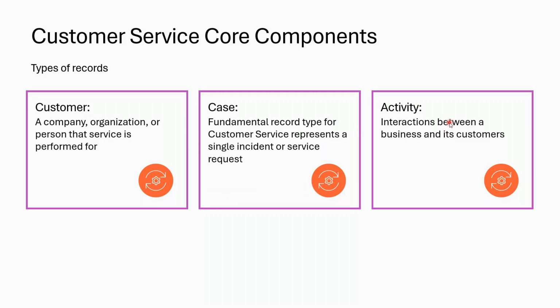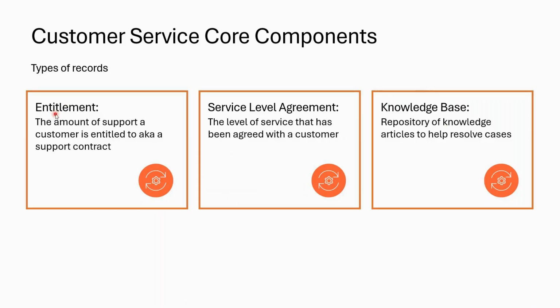Activity, the same definition which we discussed in the sales part, can be established here. We can create appointments, contacts, emails, whatnot. We can see the track of all these things in the activity table. Next, we have entitlement, the amount of support a customer is entitled to, a support contract or customer SLA. So the level of service that has been agreed with the customer.